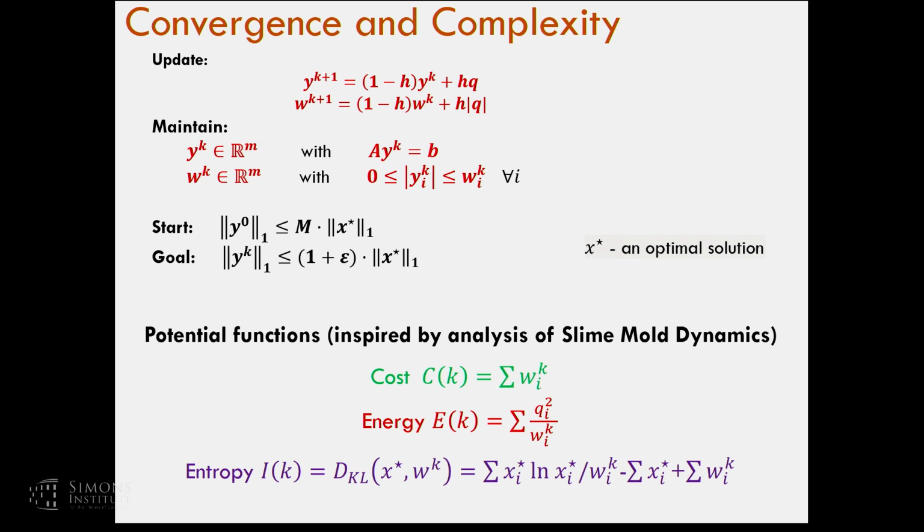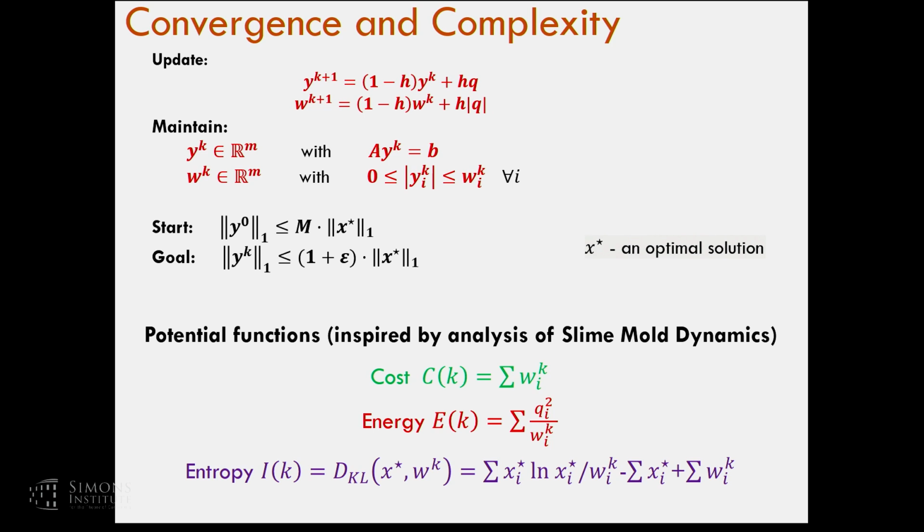There are three natural potential functions which I can talk more about, but I'll just tell you what they are. The first function is the cost function. This is the sum of widths of all the tubes that the slime mold is using at time k. Then there's a natural quantity called the energy. This is exactly the flux or the total energy consumed by this physical system at time k.